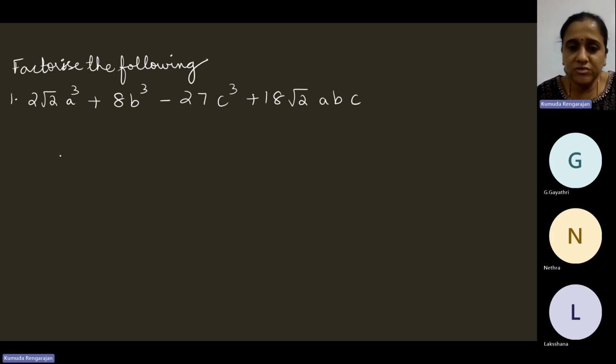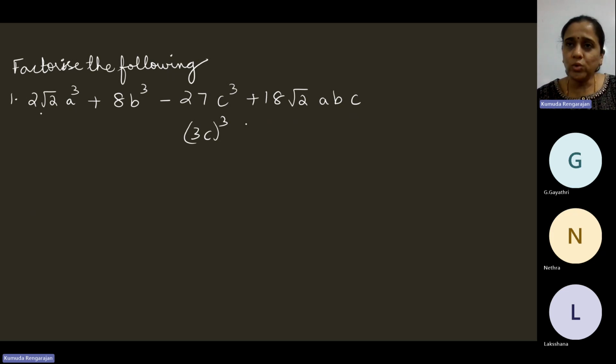The given expression has 1, 2, 3, 4 terms. Of the 4 terms, 3 terms have the power 3, so we assume they are perfect cubes. You can also work them out in your mind. Now 27 can be written as (3c) the whole cube, since 27 is 3 into 3 into 3, so 3c into 3c into 3c is 27c cubed. 2b into 2b into 2b is 8b cubed.